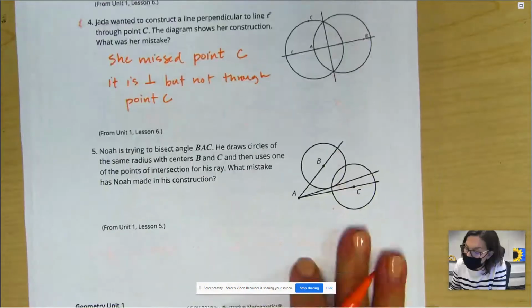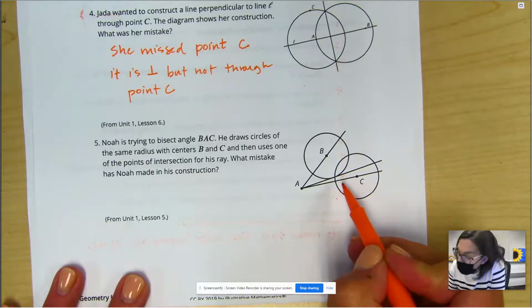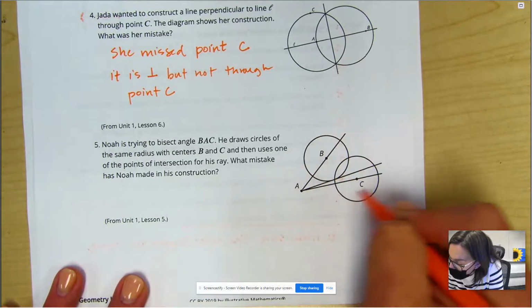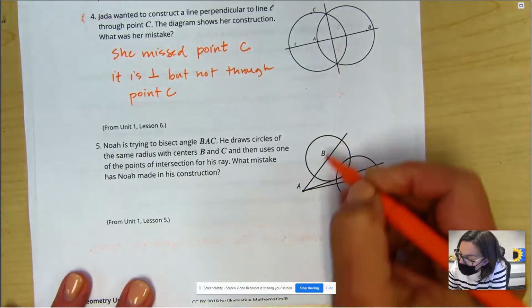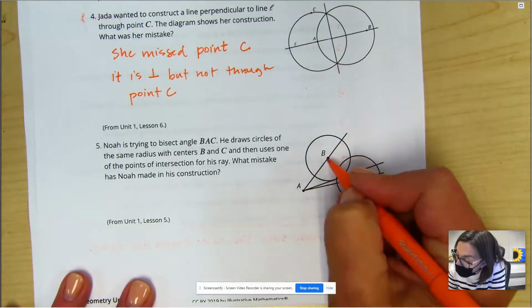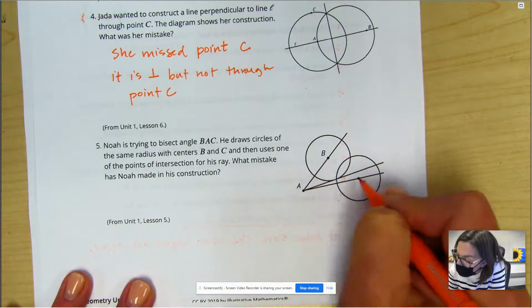Okay, moving on. Noah's trying to bisect the angle. Oh, he did a pretty bad job. He drew two circles of the same radius at B and C, so how come it didn't work out? If you remember, B and C, in order for this to work, need to be equidistant from A. C looks further away.